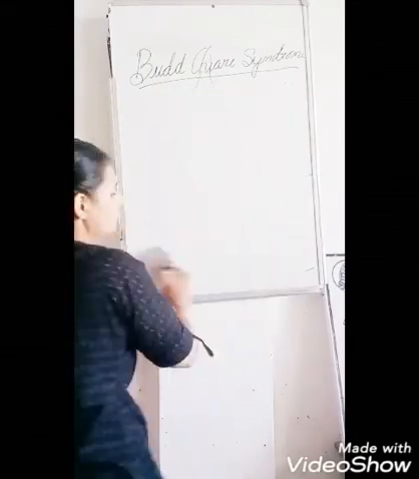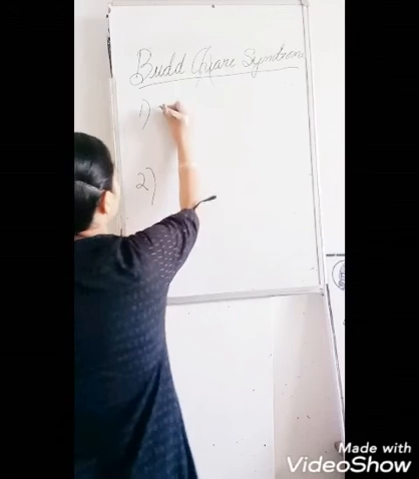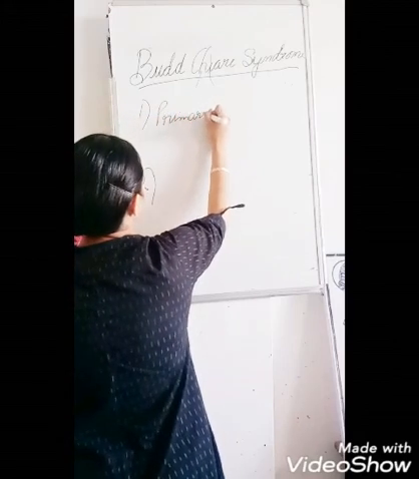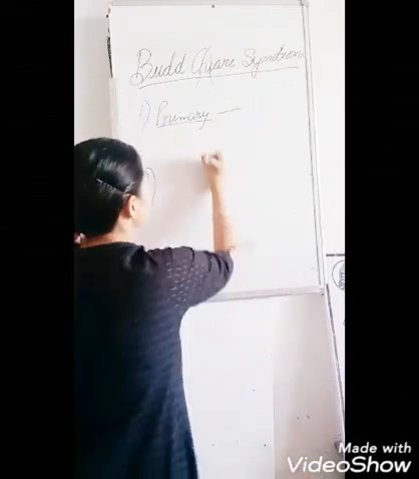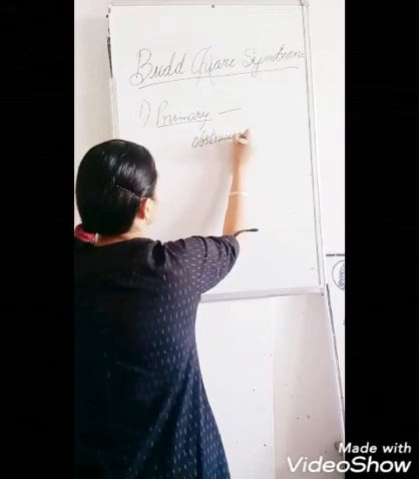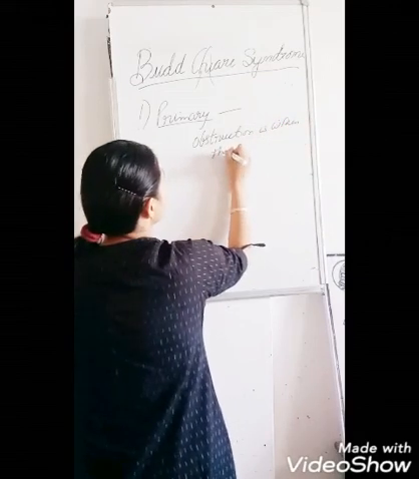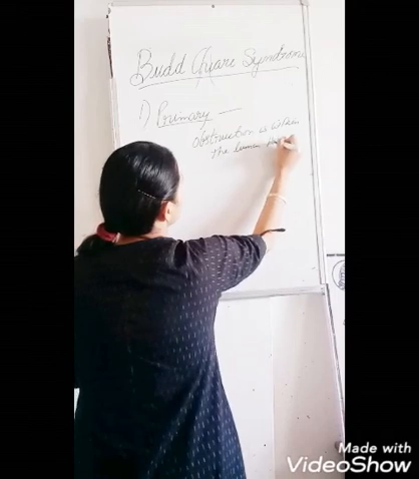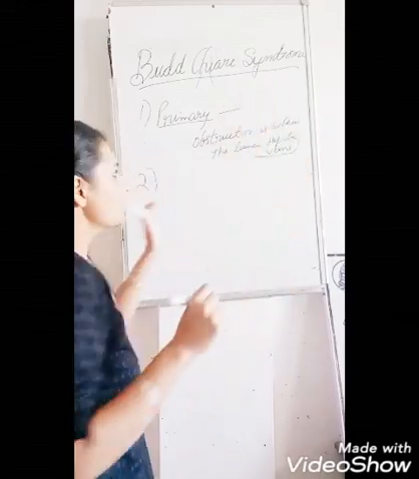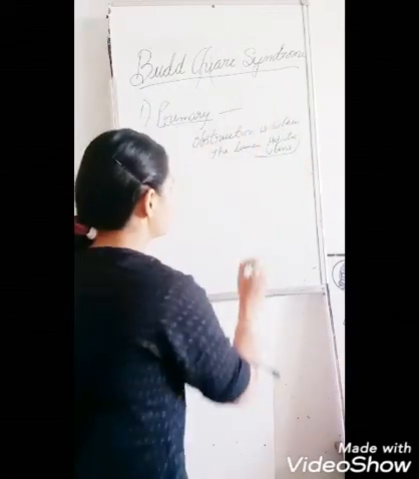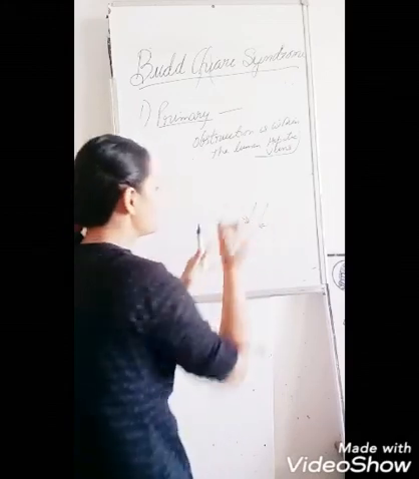Now, what is the reason for this obstruction? Budd-Chiari syndrome is primary or secondary. The primary is when the lesion is within the lumen. So the obstruction is within the lumen of the hepatic veins. Like this, these are the hepatic veins, so the obstruction is within the lumen of these hepatic veins.